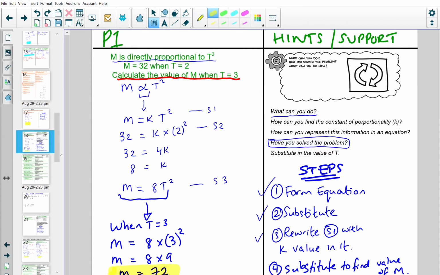Now let's go back to the question and see if we have answered it. Calculate the value of m when t is equal to 3. So when t is equal to 3, I substitute it into step 3, and the value of m would equal 72.